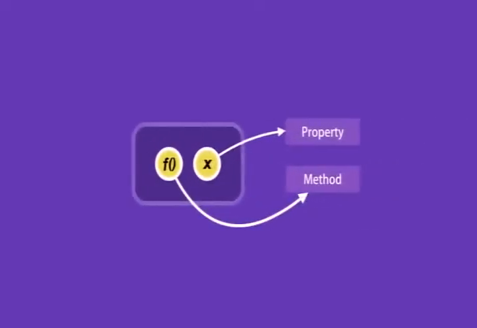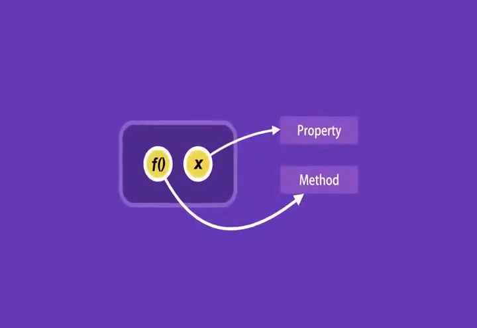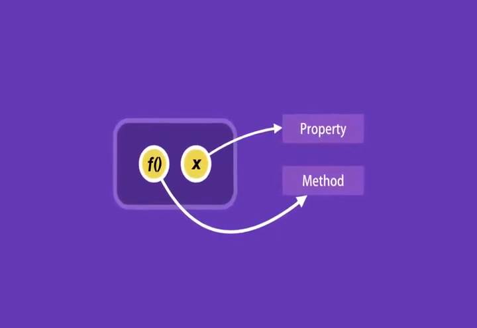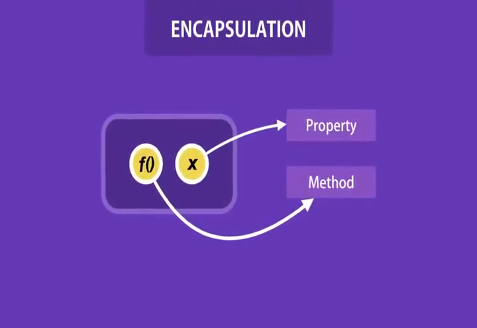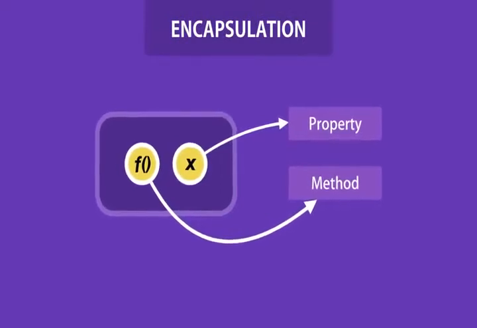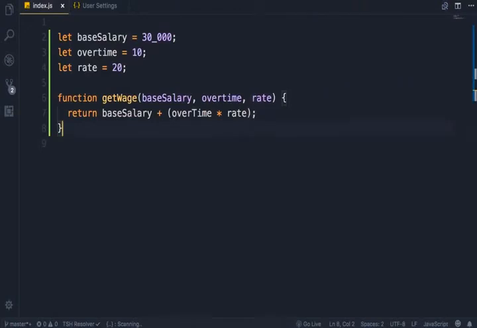Let me show you an example of this in action. So here we have three variables: base salary, overtime, and rate. Below these, we have a function to calculate the wage for an employee. We refer to this kind of implementation as procedural. So we have variables on one side and functions on the other side. They are decoupled.